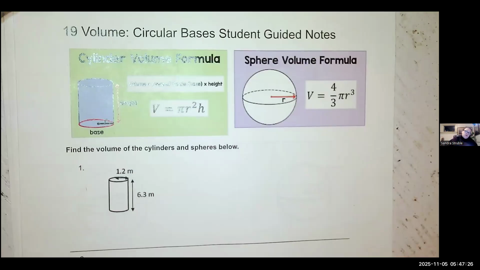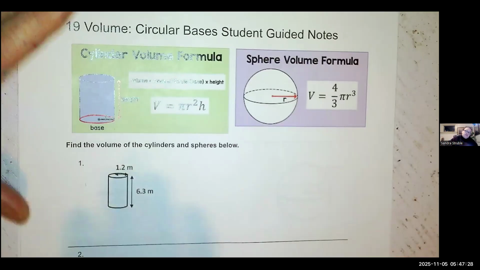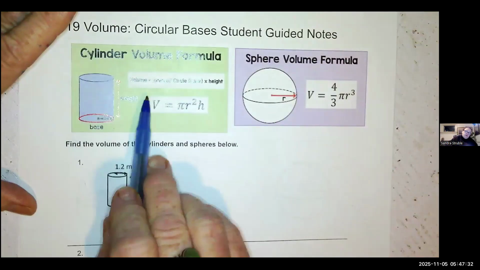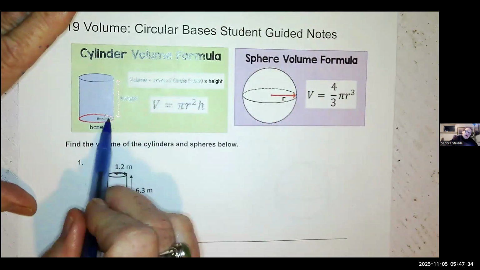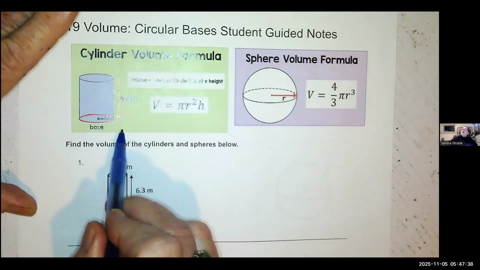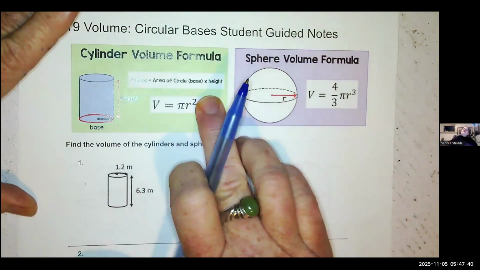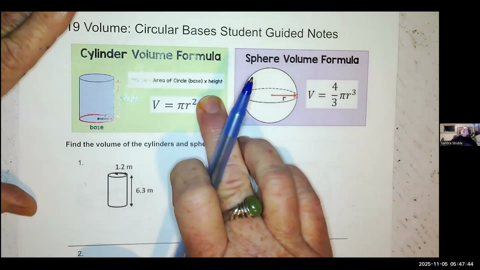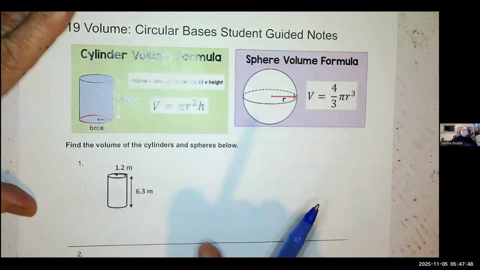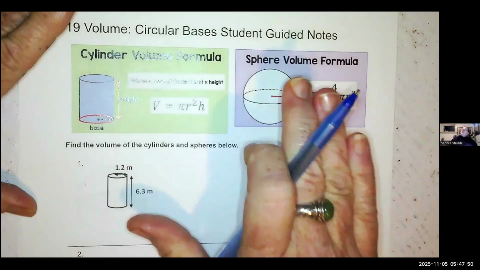Talking about the first one, the cylinder is the area of a circle, so you've got a circle here times the height. The area of a circle is pi r squared. All we're doing to find the cylinder is multiplying it times the height, and we've already done the pi r squared before. A sphere is 4/3 pi r cubed.